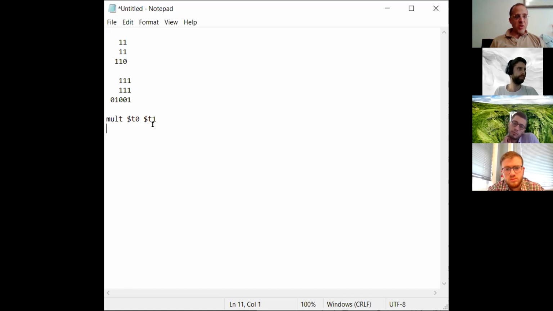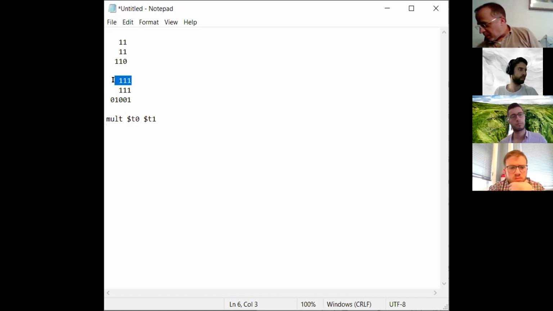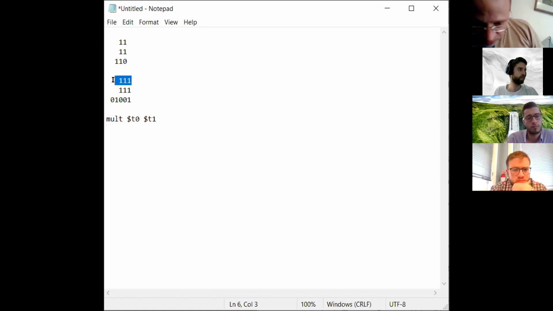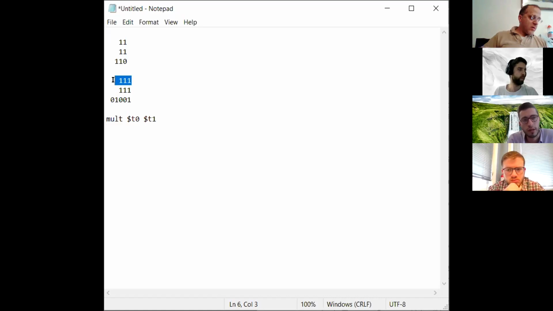Now, this says multiply these 2 numbers. But where does the result go? The result goes into a special register called LO, L-O, and I'll talk about it in a minute. But first, I want to explain this. Let's say it's 2 negative numbers. Can anybody tell me what this number is in 2's complement, assuming a 3-bit word? A -1, exactly.